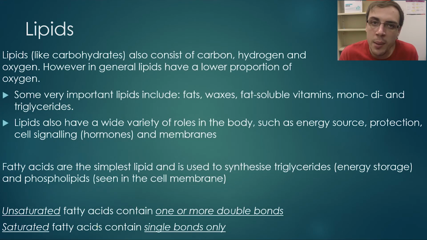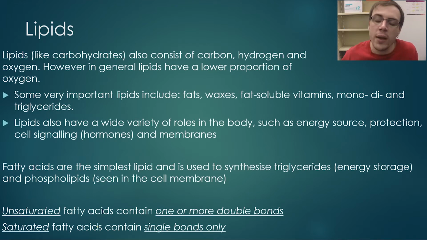Now let us move on from carbohydrates to focus on lipids. So a lipid is very similar to a carbohydrate in that it consists of carbons, hydrogens, and oxygens, just like a sugar does. However, in general, lipids do have a lower proportion of oxygen than carbohydrates. So this has a very interesting reaction. It basically makes it very insoluble in water, and it also makes it a lot more dense. Okay, it means we can pack a lot more things into lipids than what we can carbohydrates. So some very important lipids that we know of are waxes, vitamins as well, and mono, di, or triglycerides.